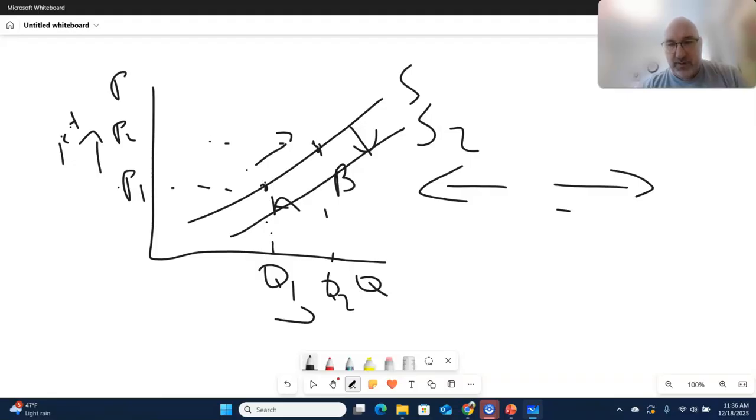Okay? So right, increase, left, decrease. All right? Roll with that. So that is the way they will always work.